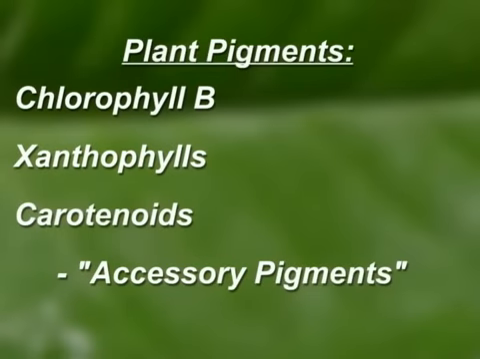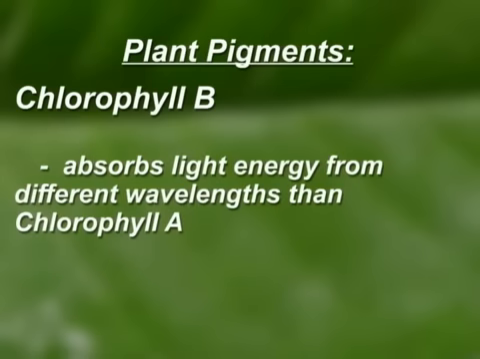However, there are three other important pigments contained in most plants. They are chlorophyll B, xanthophylls, and carotenoids. These are also referred to as accessory pigments. Chlorophyll B is an accessory pigment because it can absorb light energy from different wavelengths than chlorophyll A, and then transfer this energy to chlorophyll A.